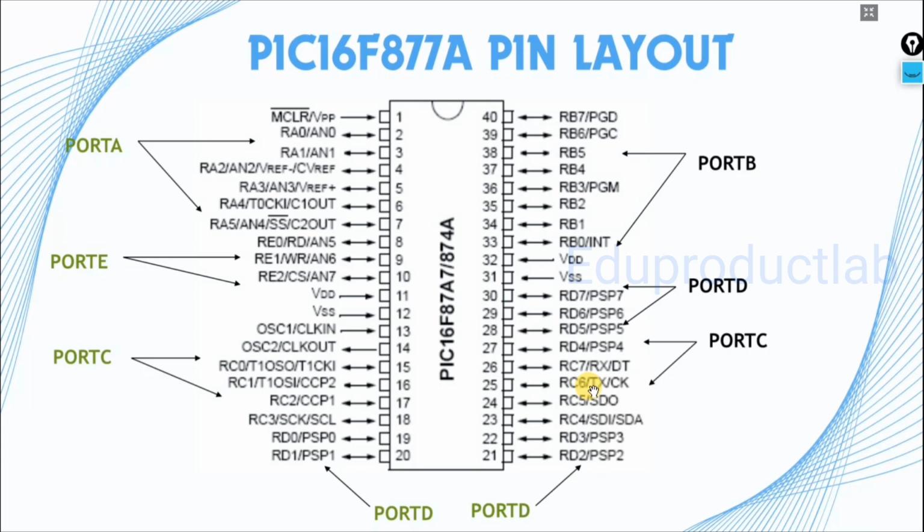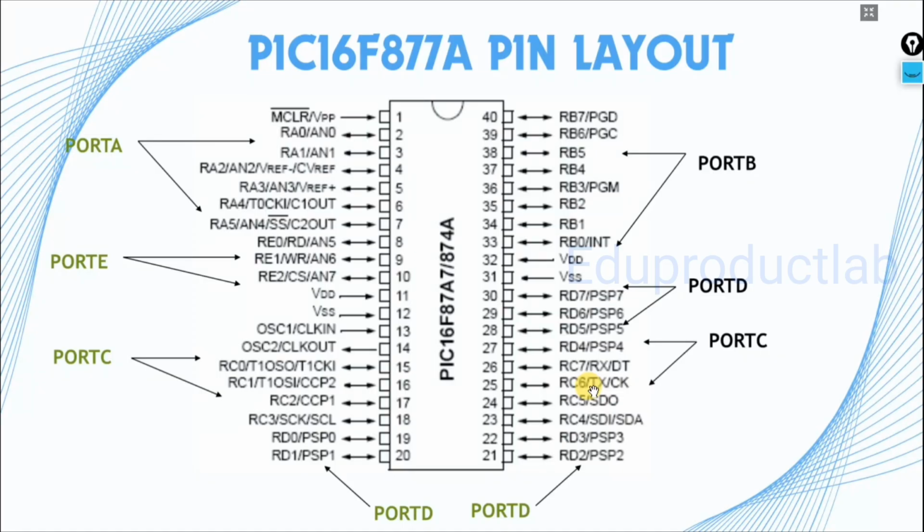Another example: think about a digital temperature monitoring system used in hospitals. A temperature sensor sends data to the PIC16F877A. The microcontroller processes the data. If the temperature exceeds the limit, it activates a buzzer or displays a warning message. This is a simple embedded application built using PIC16F877A.